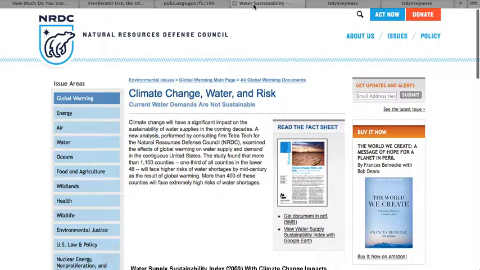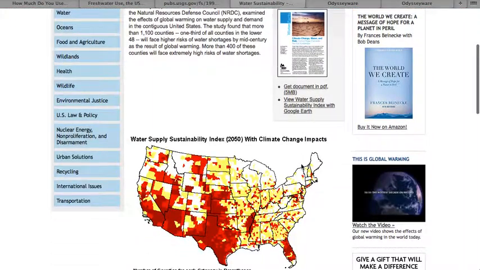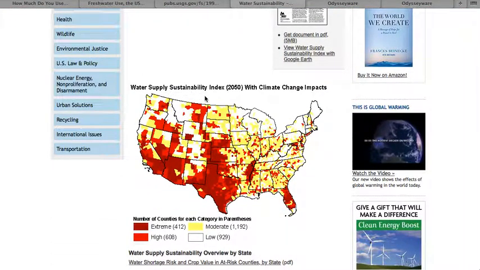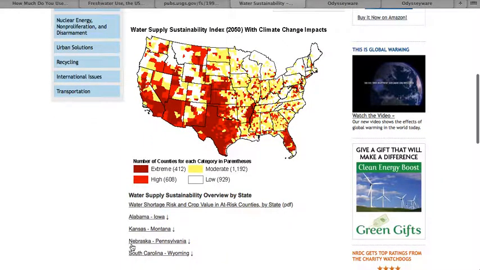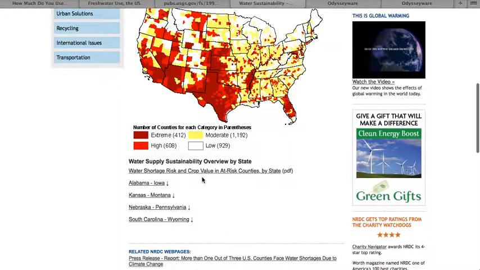Well, we have a nice website, which again I'll post. The Natural Resources Defense Council talks about climate change, water, and the risk. There are fact sheets here that you can look at, and there's also a sustainability index that is projected to go all the way out to 2050, that talks about the impacts on water supply and an overview by state. And you can click, down here in the Nebraska to Pennsylvania range, on water shortage risk and crop value as they relate to each other. Because remember, agriculture is a big part of what Pennsylvania does as well. It talks about that risk.